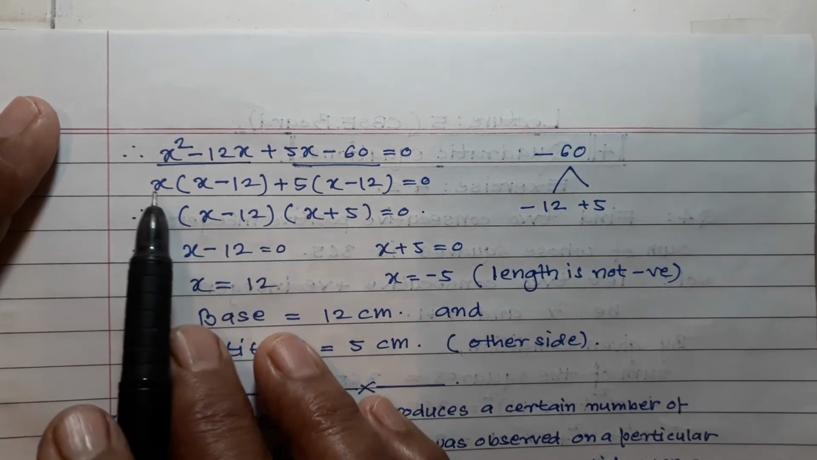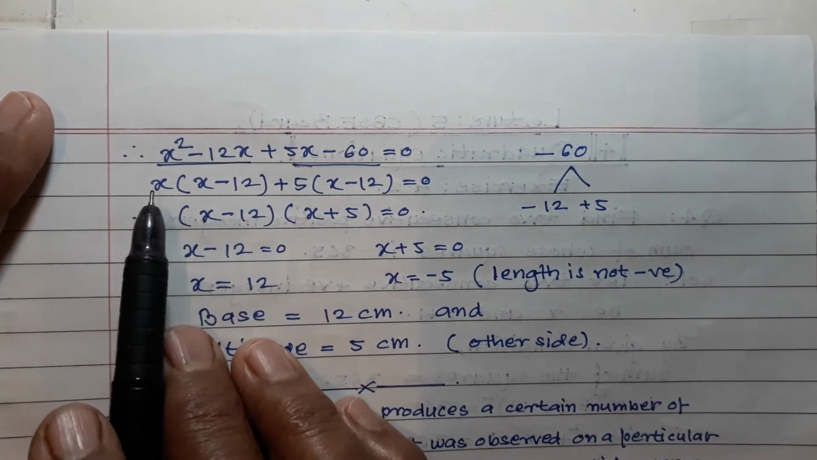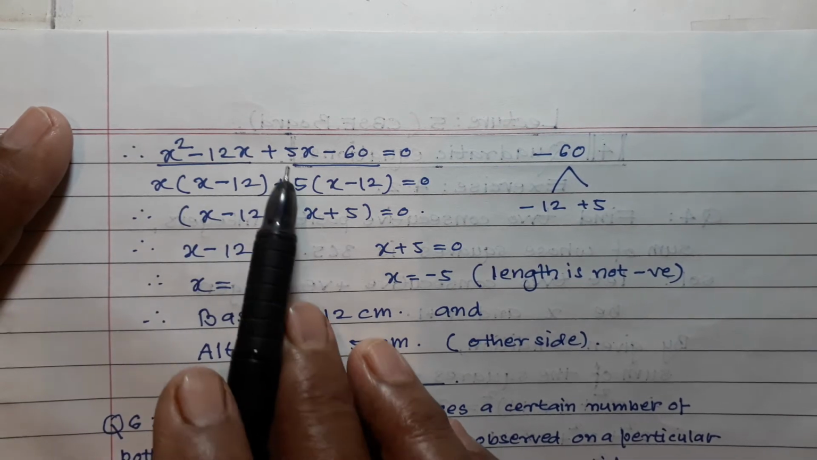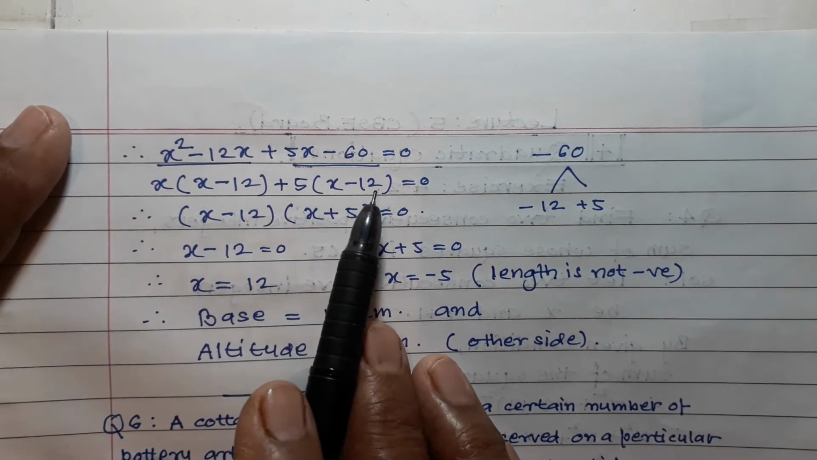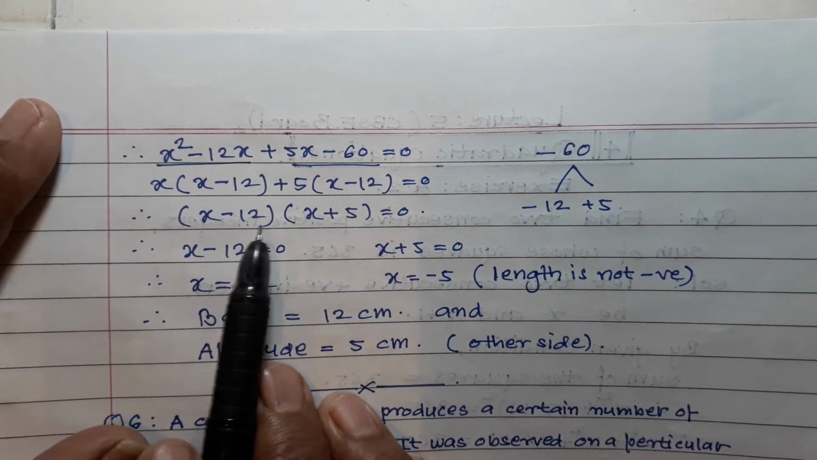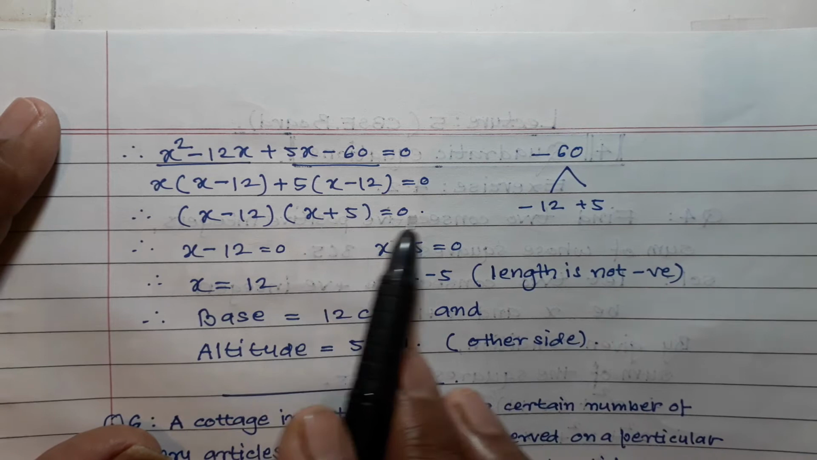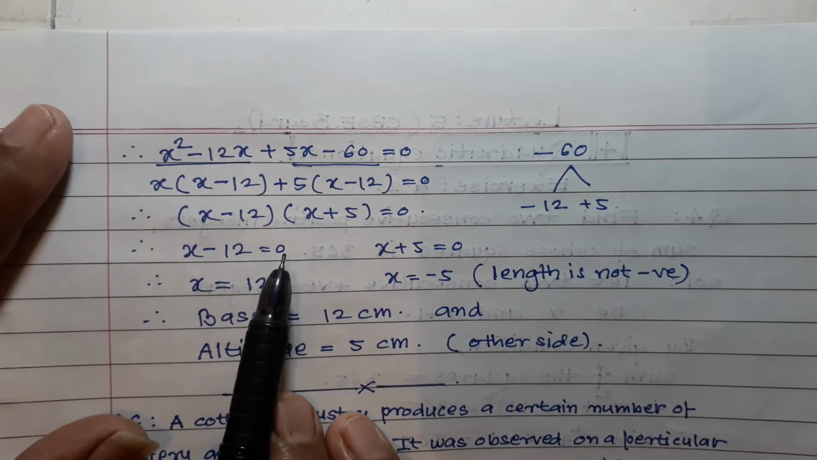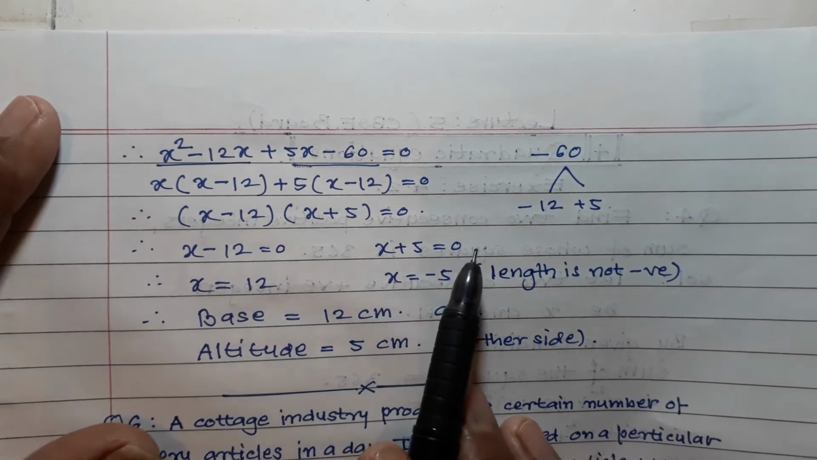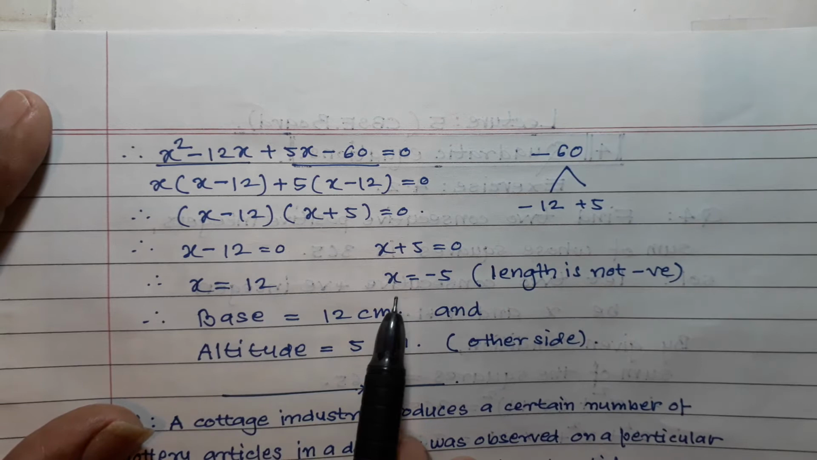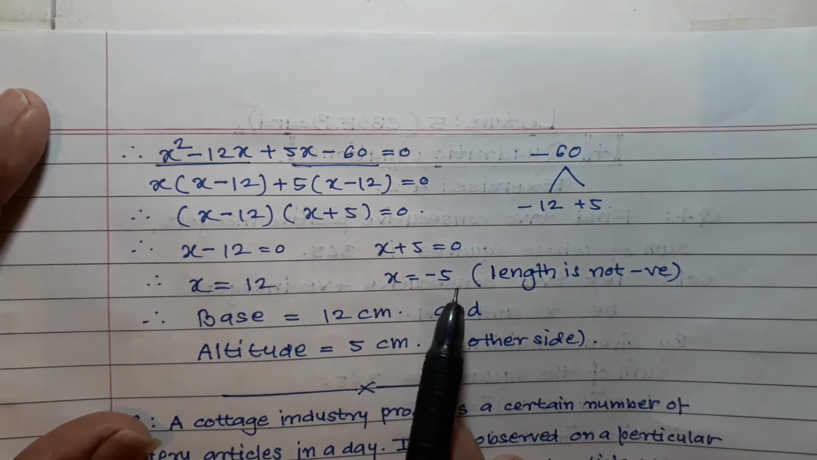Make two groups. From this group you take x common, x minus 12, plus 5 common, x minus 12 is equal to 0. And therefore x minus 12 and x plus 5 is equal to 0. And therefore x minus 12 is equal to 0 or x plus 5 is equal to 0. And therefore x is equal to 12 and x is equal to minus 5.